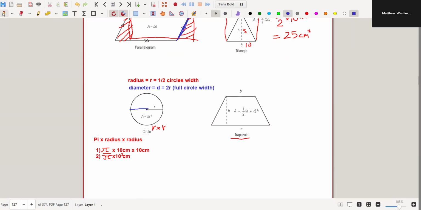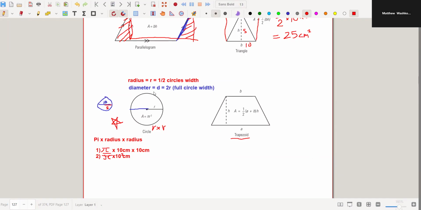Sometimes you are going to be given a circle where they say, hey, this whole thing here is 10 centimeters. But you don't care about the whole thing. You care about the radius. So you would have to halve that and figure out that the radius is 5. That is a very important thing to know: you need to figure out what the radius is. Read the questions carefully in this unit.